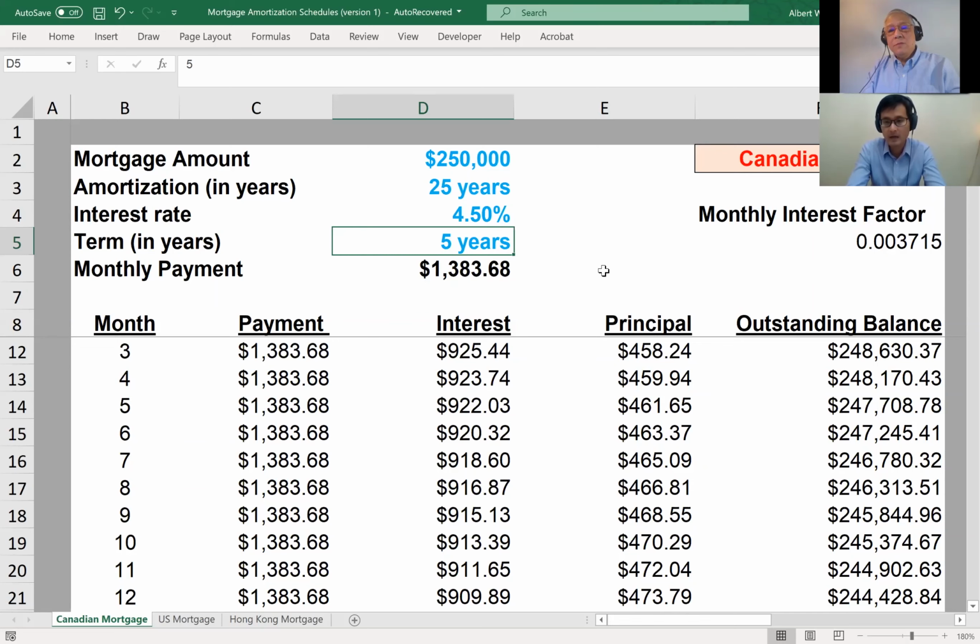In future episodes, we're going to talk about different topics such as, should I pay my mortgage payment monthly, semi-monthly, or bi-weekly? The calculation matters, right? So we're going to share the Excel file in a link.